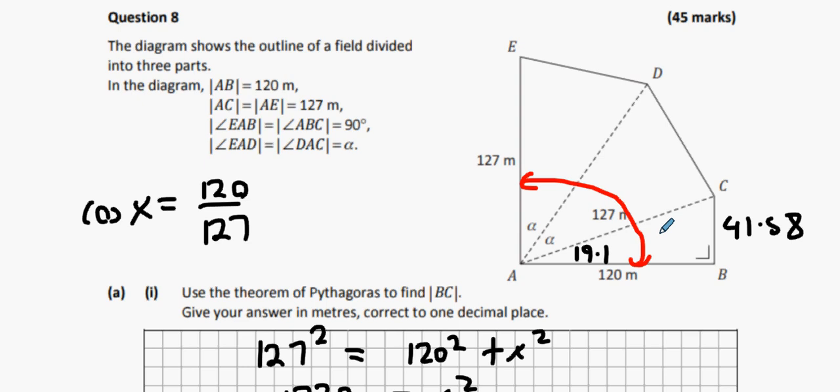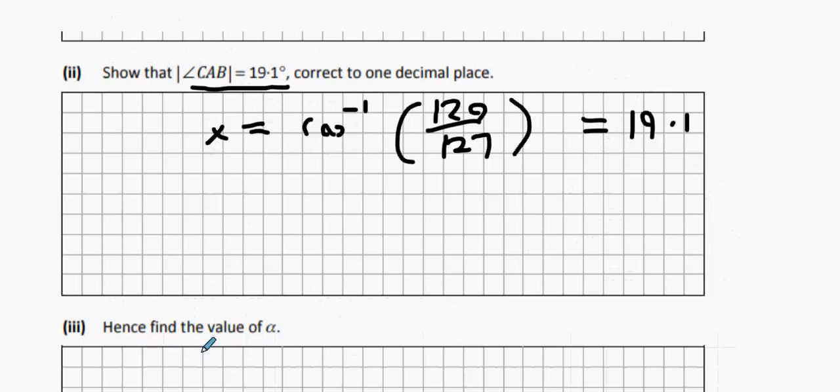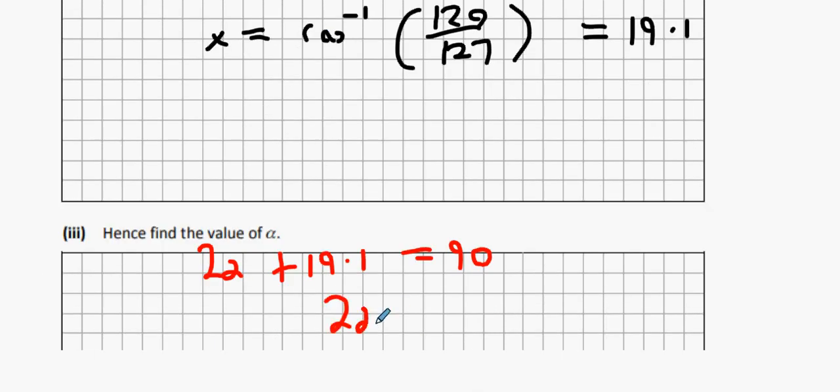Alpha plus 19.1 has to equal 90 degrees. So 2 alpha plus 19.1 equals 90 degrees. Take away 19.1, and you get 2 alpha equals, what was it? 70.9. And divided by 2, we get 35.45. Dan, you got it as well? See the way they're just handing you those three right away, get some marks on the board, right?